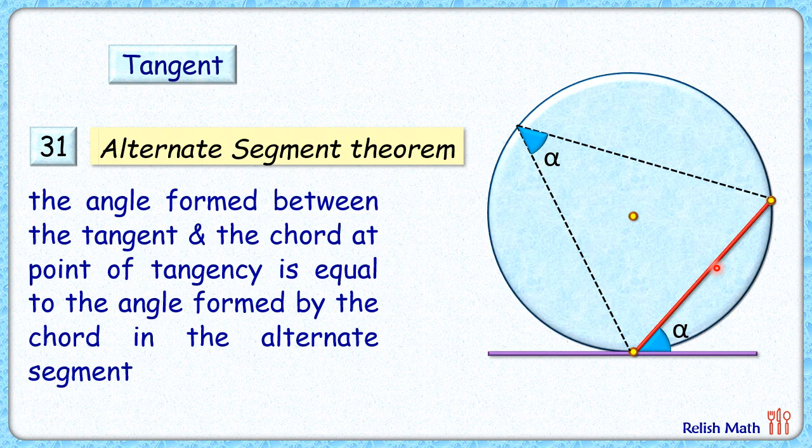Again, for the angle between the chord and the tangent, we could have taken this pink angle also. This pink angle will be equal to the angle formed by the chord in the alternate segment. So this pink angle is in the major segment, and anywhere in this minor segment, the angle formed will be the same as that of the pink angle.